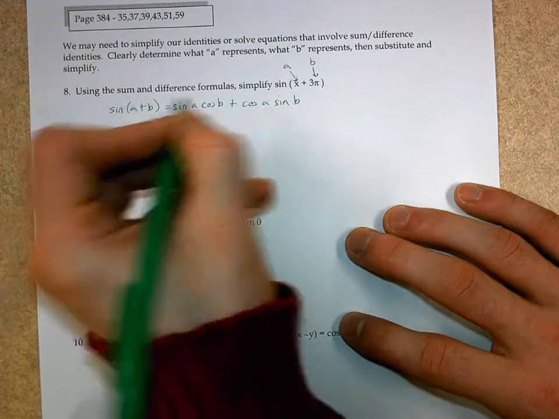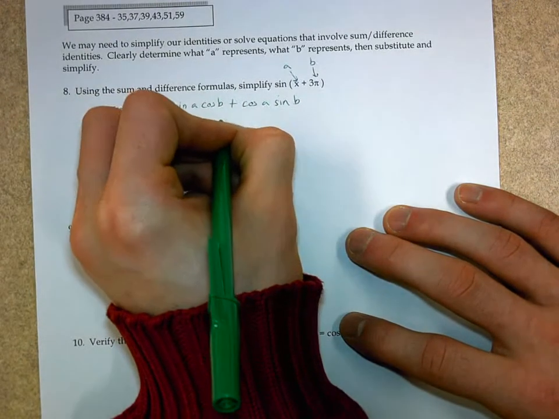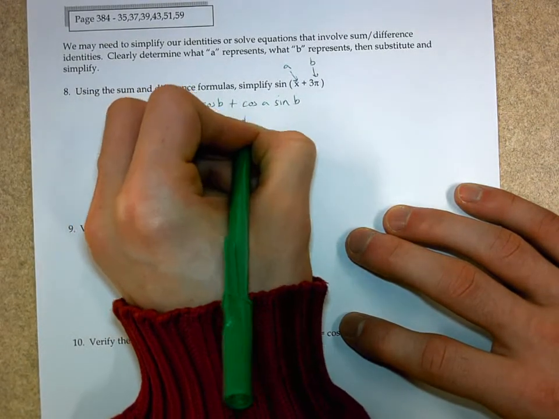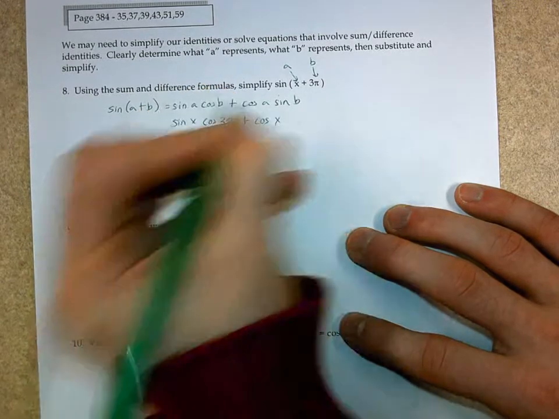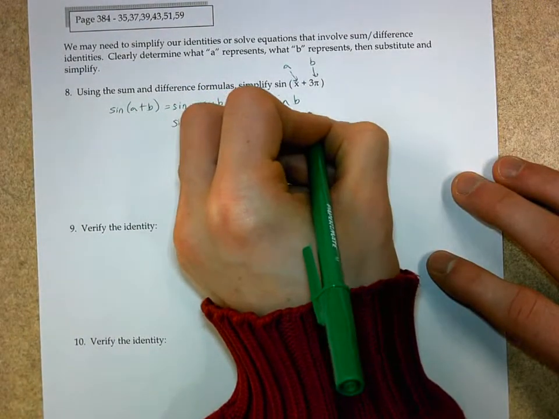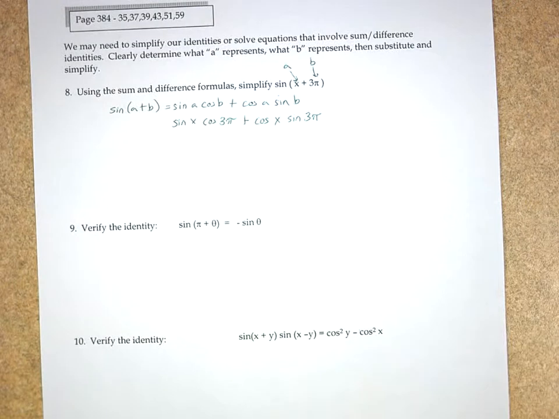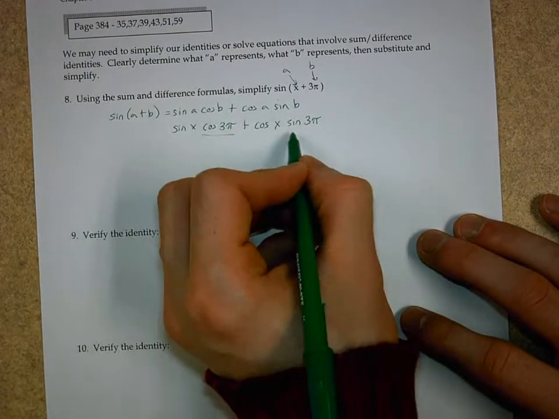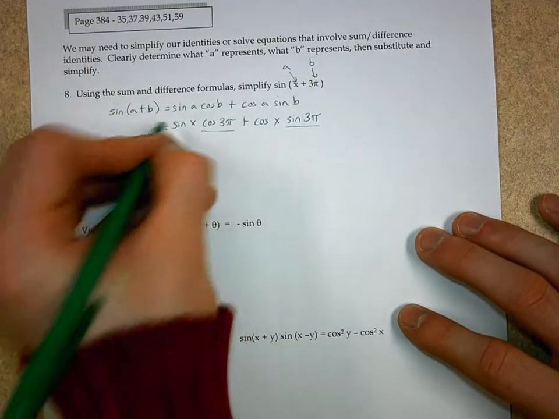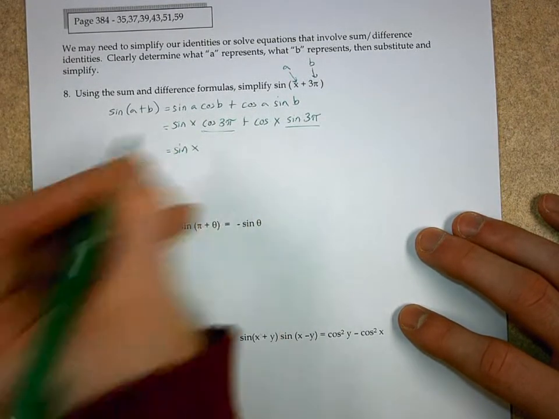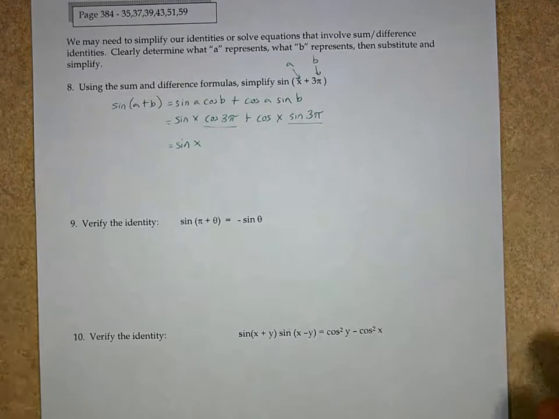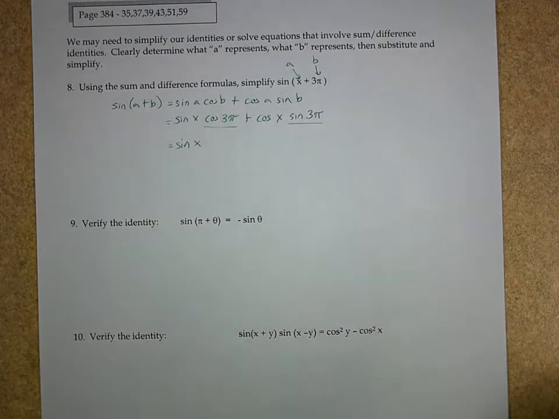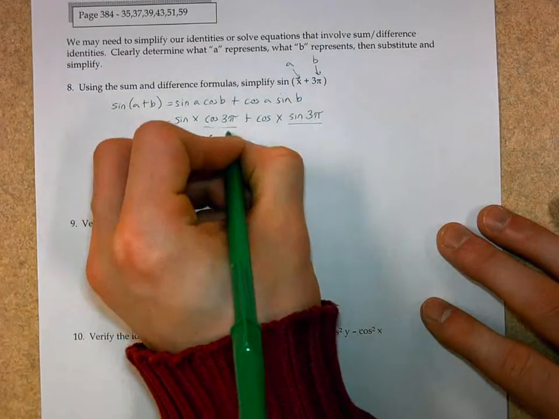We know a is equal to x. We know b is equal to 3 pi. So sine of x, cosine of 3 pi, plus cosine of x, sine of 3 pi. And then we can solve for the cosine of 3 pi and the sine of 3 pi. Cosine of 3 pi is the same as the cosine of pi on the unit circle, and we know the cosine of pi is -1.